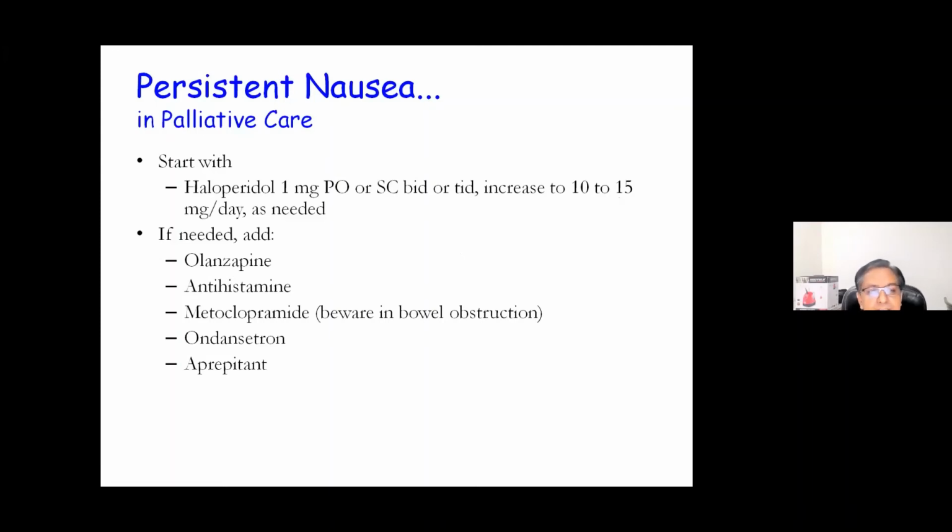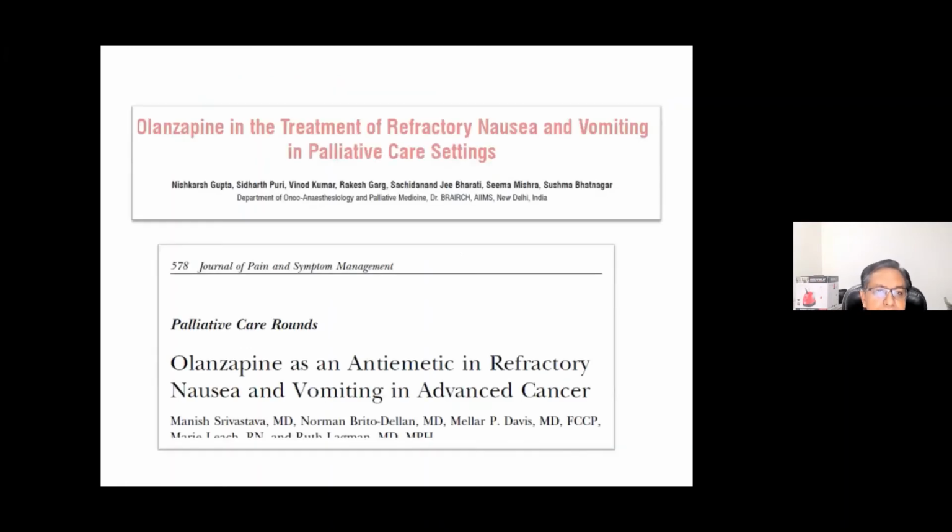And based on this, we can add on haloperidol, which has action on multiple receptors. Similarly, olanzapine again has action on multiple receptors. They are acting on various receptors, and that's why the use of these drugs has found a role in patients with persistent or refractory nausea and vomiting.